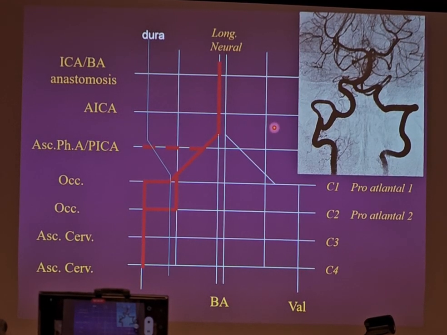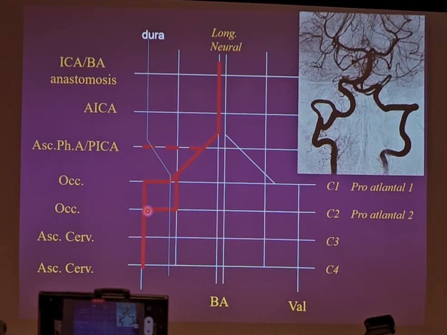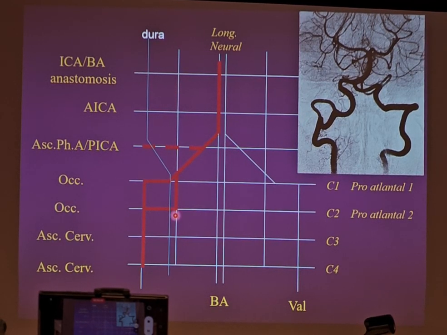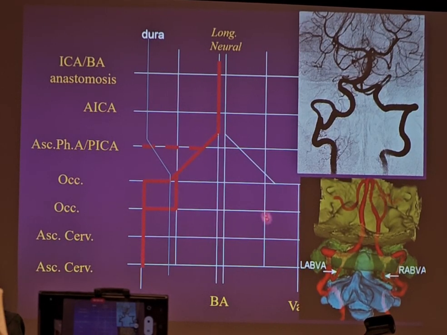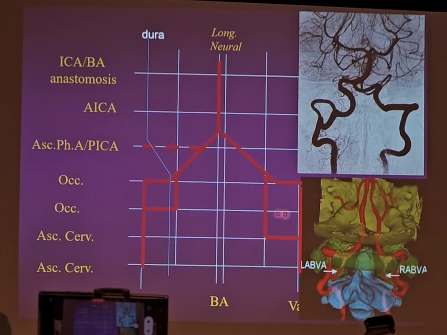What is this hole? This hole is just the persistence of the channel that exists there and can be drawn in a diagram like this. And it can be even bilateral. This one extends down to the C2 level for the hole, and on the right side it is only at this C1, C2. This is coming down to the C3 level.